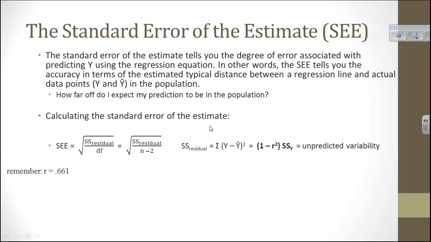Okay. Enough about that. Let's go ahead and calculate the standard error of the estimate. So keep in mind that when we figured out the correlation between expected and actual quiz grades, it was 0.661.